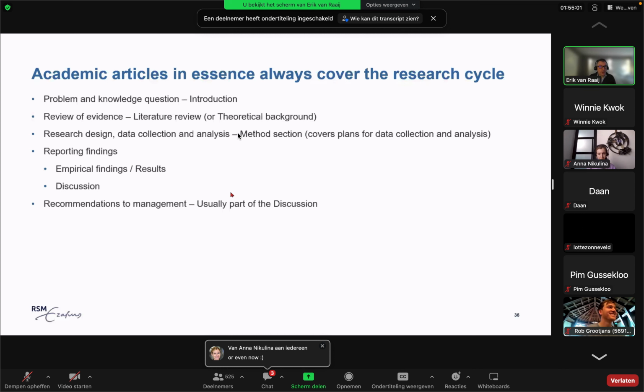Then you will find some section that reviews the current evidence or presents the literature review. It might not be called that way. It might be called theoretical background or theory, but there will be a section where you will recognize that the authors have been going out to do a search in the literature. You will find a section where they present the methods, could be called research design, could be called just the method section.